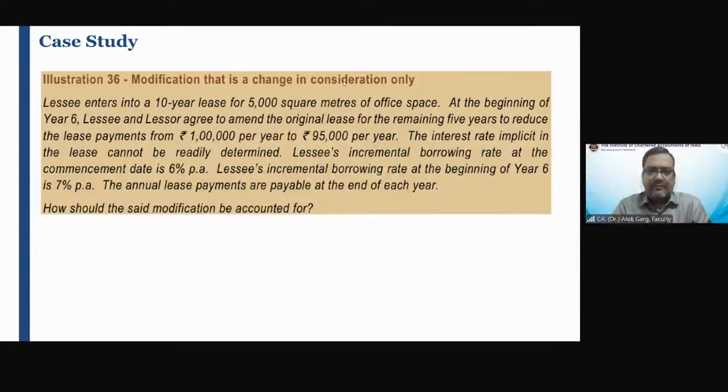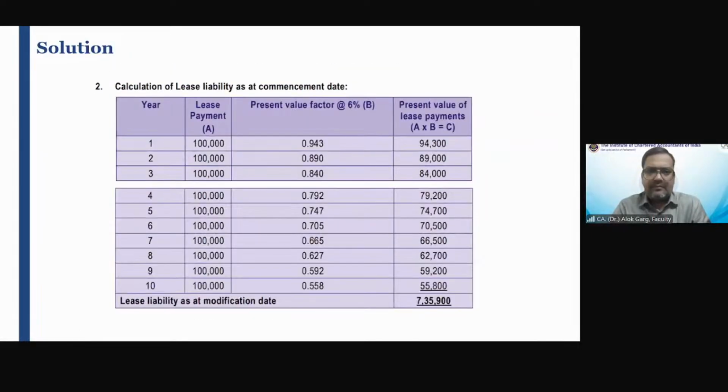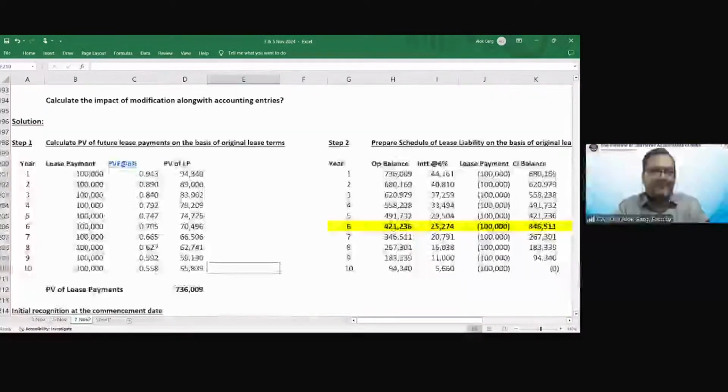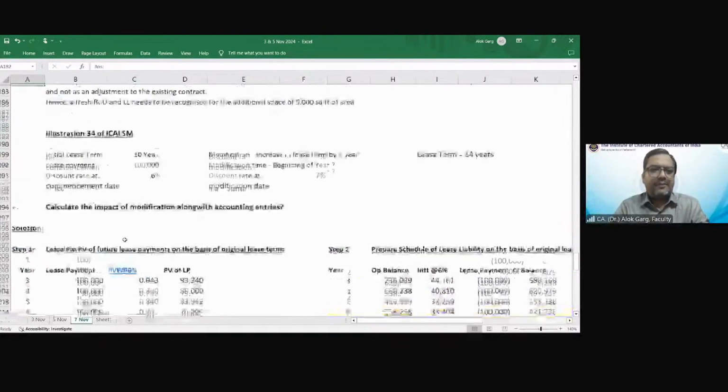Question number 34 of the institute module, in which the rent was increased from 6% to 7%. This one, which I have covered in the last class? Yes, sir. This is what you're talking about? Yes, sir. So Anu, let me take you to the Excel file where I have solved this question. Illustration number 34.